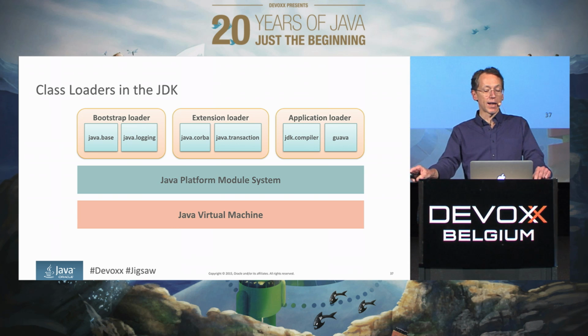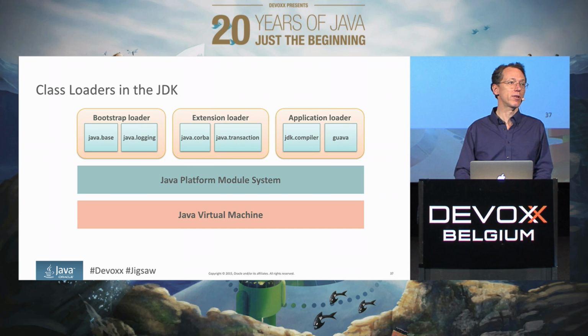So JDK 9 has the same 3 built-in loaders as JDK 8, the bootstrap, extension and application loaders. Some implementation details of these loaders have changed, but that shouldn't matter to most programs.